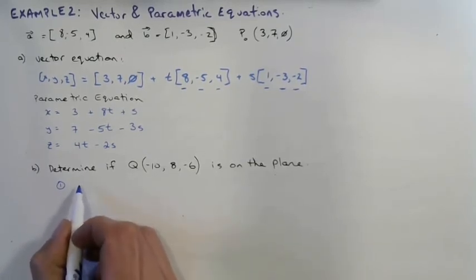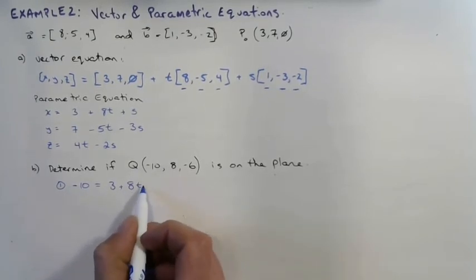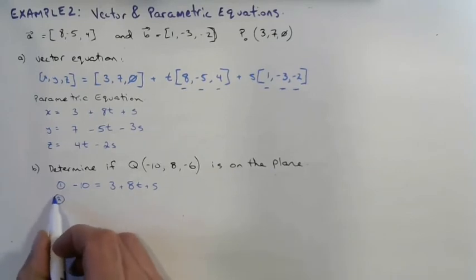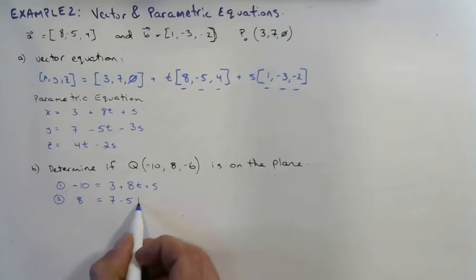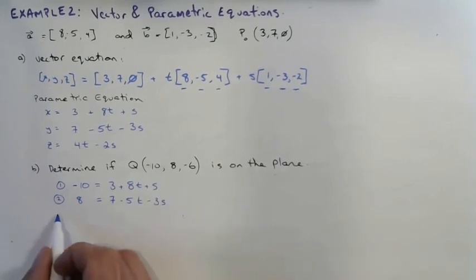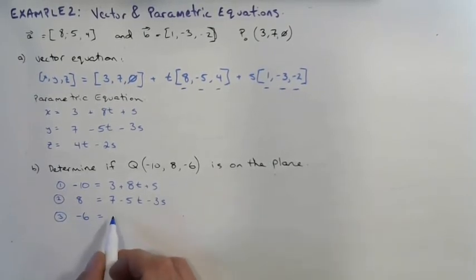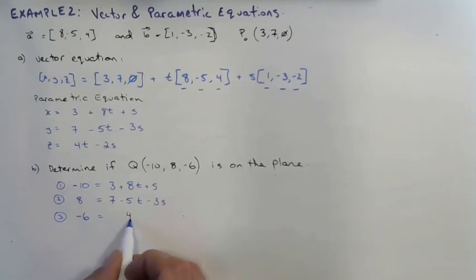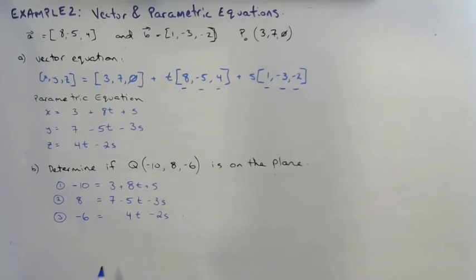So here we have negative 10 equals 3 plus 8t plus s. Our second equation is that 8 is equal to 7 minus 5t minus 3s. Our third equation is that z, negative 6, which is z in this case for point Q, is equal to 4t minus 2s. You'll see I lined up my t's and my s's already, leaving this blank. I could put 0 plus if I really wanted to hold the value there.